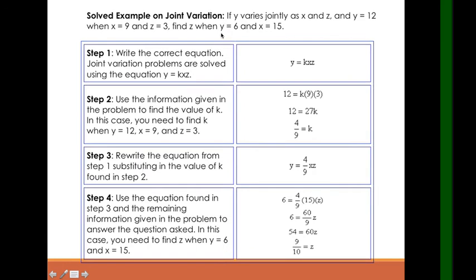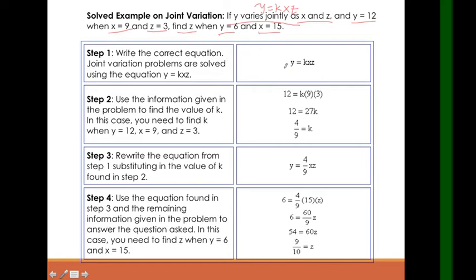If y varies jointly as x, so let's use a pen here. So, if y varies directly, sabi dito, as x and z. So, y varies jointly, I'm sorry, y varies jointly as xz. Parang ganyan ba siya? And then y is equal to 12, x is equal to 9, and z equals 3. Find z now when y is equal to 6 and x equals 15.